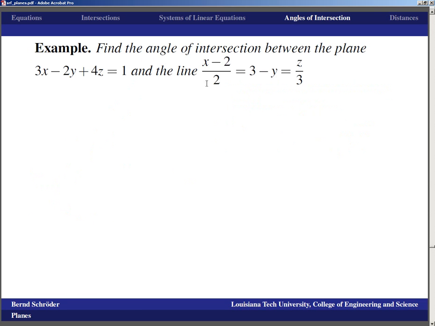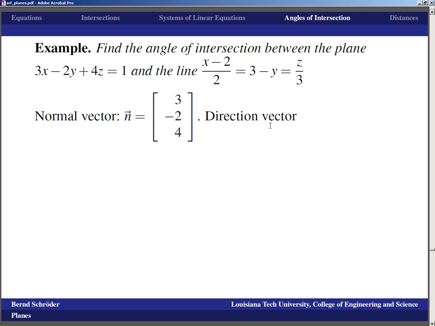In terms of an example, well, find the angle of intersection between the plane 3x minus 2y plus 4z equals 1 and the line x minus 2 equals 3 minus y equals z over 3. And yeah, that Schroeder guy, he just never gives you the right equations. Well, what do we know with it? We know that the normal vector has got to be 3, negative 2, 4, and that's what it is.